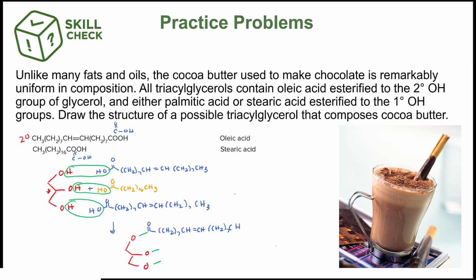And if you wanted to draw it out in the skeletal form like we did in the last slide, you can definitely do that. I think that might be quicker actually than writing these out.